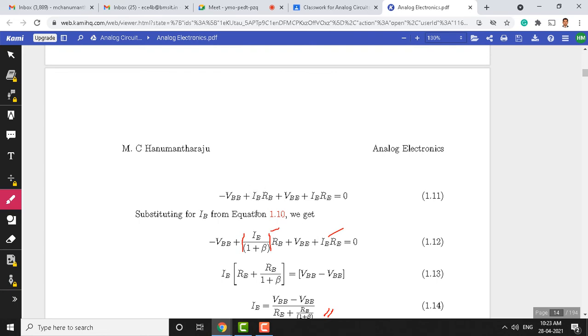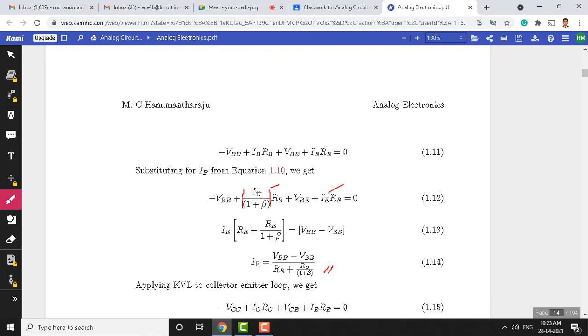I also told you the reason why we are substituting this. There are two variables, one is base current and the other one is emitter current. So we have to convert this base current in terms of emitter current. That's why we substitute in place of IB as IE divided by 1 plus beta. Now you can see once we do that, we have an emitter current here and an emitter current here.